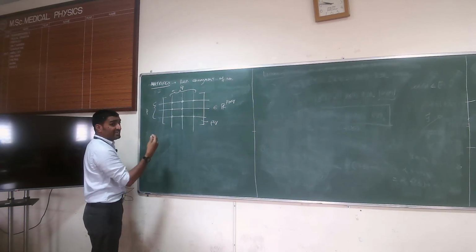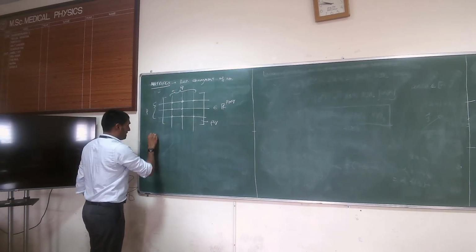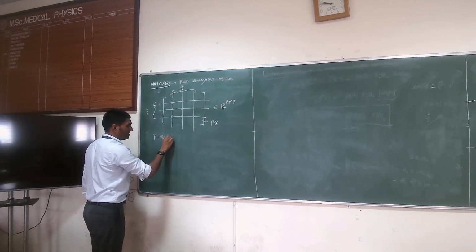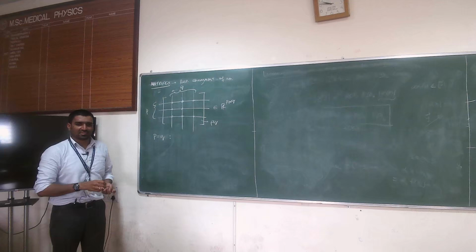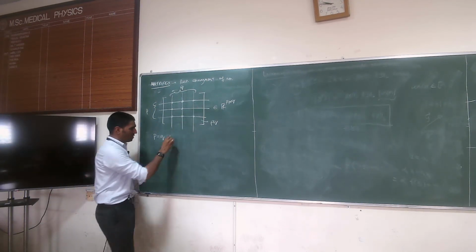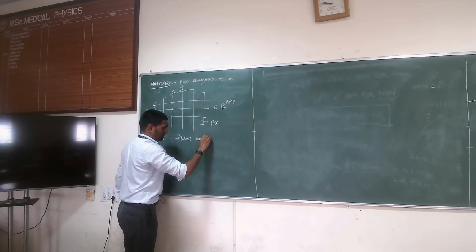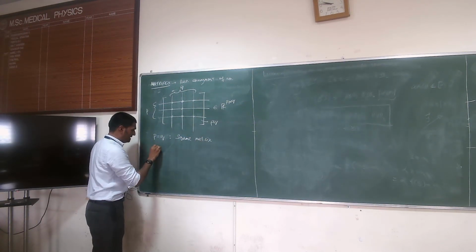We can have three types of matrices depending on the number of rows and columns. If you have P equals Q, what type of matrix is it? When the number of rows equals the number of columns, it's called a square matrix.